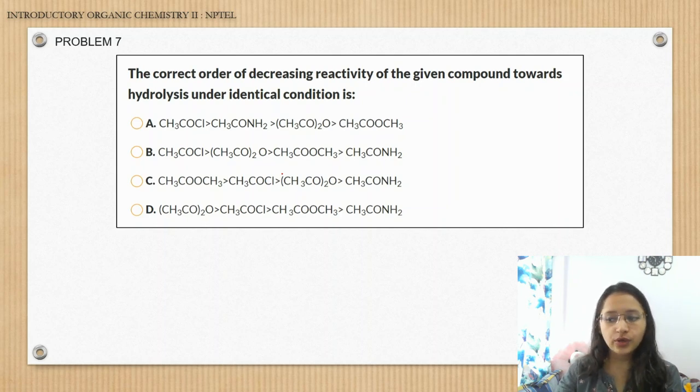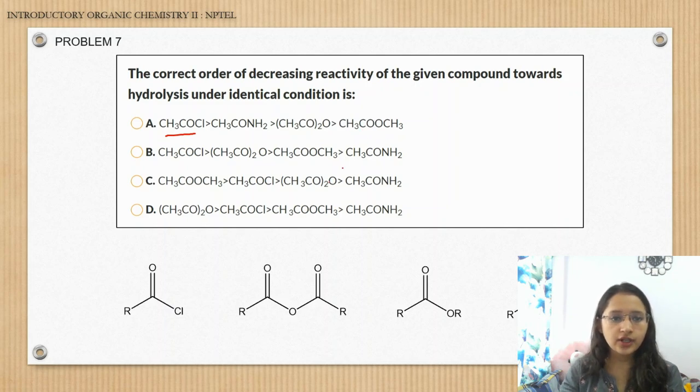So coming to problem 7, they are asking the correct order of decreasing reactivity of the given compounds towards hydrolysis under identical conditions. So they are asking the rate of hydrolysis. So we have to arrange it in the correct order of decreasing reactivity towards hydrolysis. So for the correct order, we first have to figure it out. This is the acid chloride, this is the amide, this is the acid anhydride, and this is the ester.